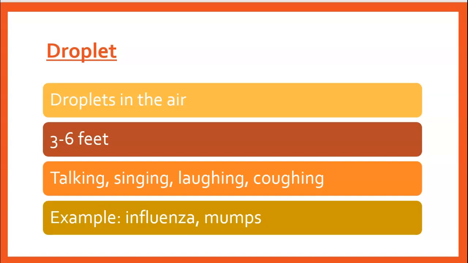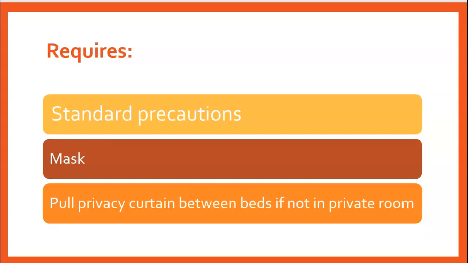And these are droplets in the air when you breathe them, if they sneeze and they don't cover their sneeze, or they're talking or something along that line. So you're going to want a mask, right? Because that's going to protect you from breathing that in. And then if they're not in a private room, pulling that privacy curtain will help to block some of those droplets from being shared.